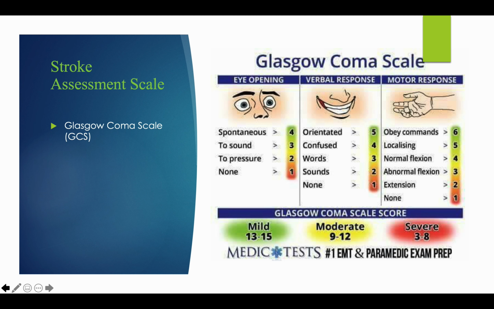And this is on a scale where the best score is a 15. So they are mildly impaired if they're between a 13 and 15. They have moderate dysfunction if they are 9 to 12, and severely impaired if they receive a 3 to an 8. And this is commonly used for medics, EMTs and paramedics.